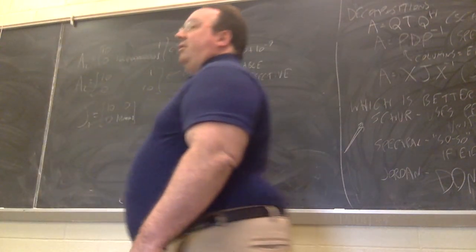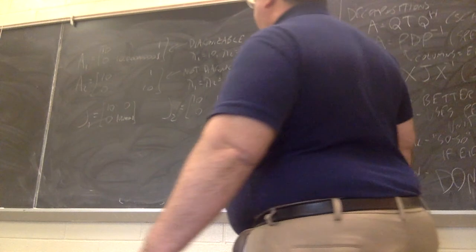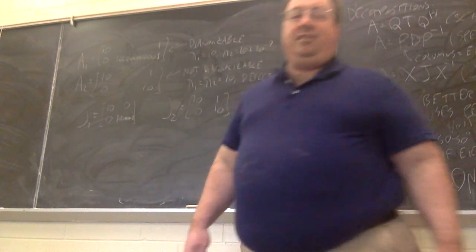It's a diagonal matrix because the matrix is diagonalizable. So when a matrix is diagonalizable, the Jordan form is that diagonal matrix that it can be transformed into. So now, let's compare these two matrices.